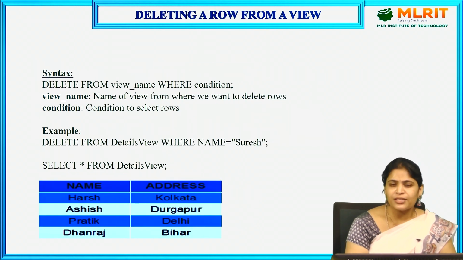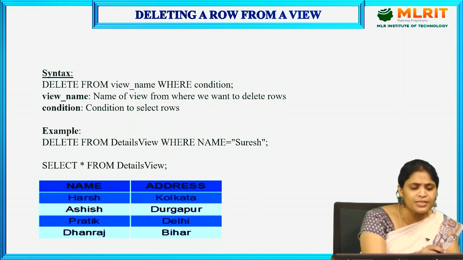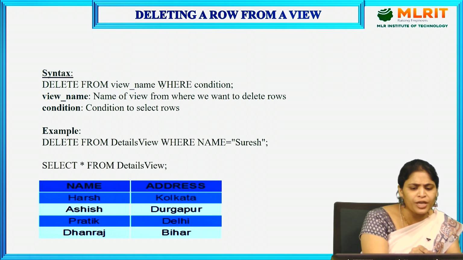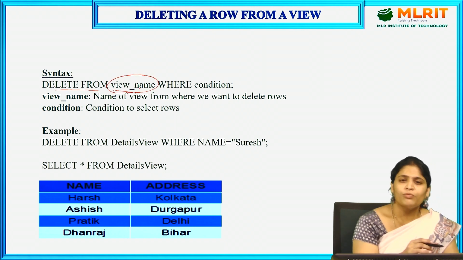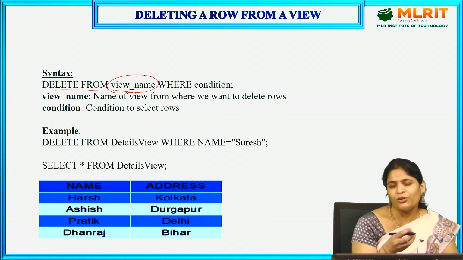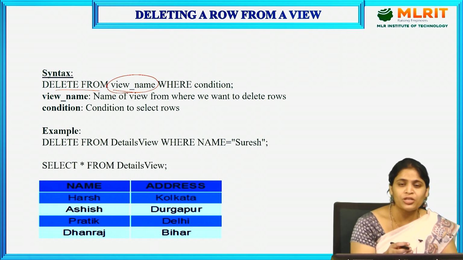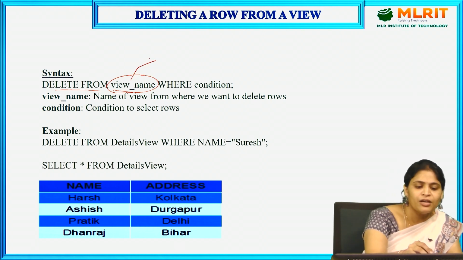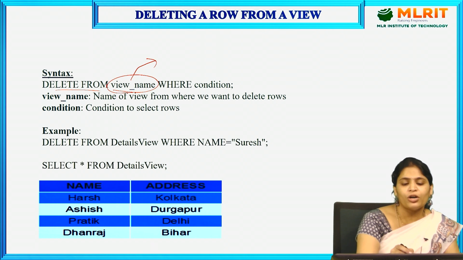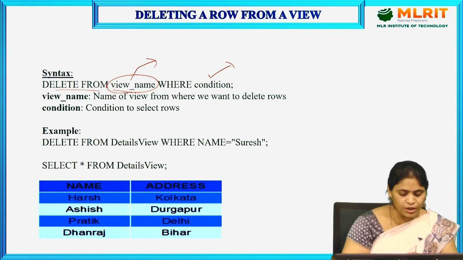The next one is deleting a row from a view. So what will be the syntax? We are using the delete keyword. So delete from view name where condition. So delete from view name. From whatever row or column you have to delete, you have to mention the view name, from which view you have to delete, based upon what condition you are going to delete.